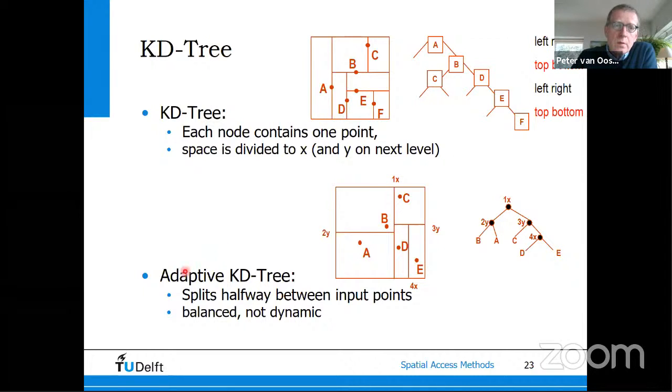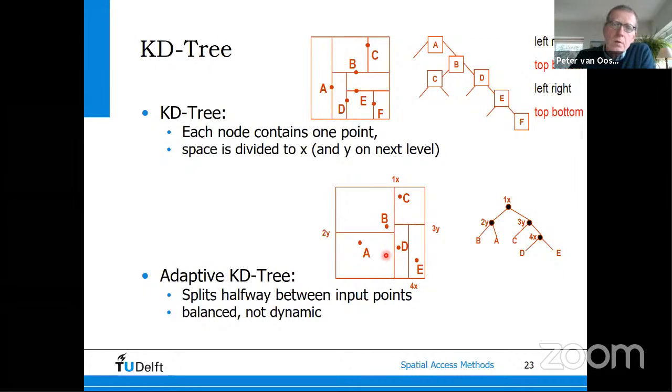So let's do something smarter. Do an adaptive KD tree, and that is, okay, sort the points in 1 dimension. First sort them in the X dimension, and then split more or less halfway.